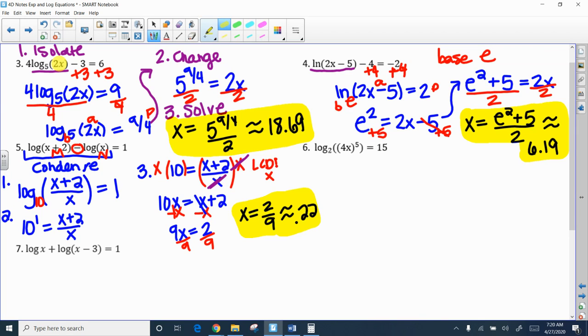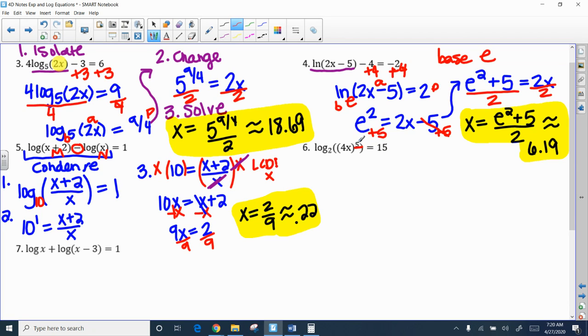All right, next one is number 6. There's a couple ways we could deal with this one. We could change it right now since the logarithm part is technically by itself. I could change it to exponential form, but I would have 2 to the 15th power, which is pretty big. So instead, I'm going to deal with this exponent here, this 5. So we have log base 2 of 4x to the 5th power equals 15.